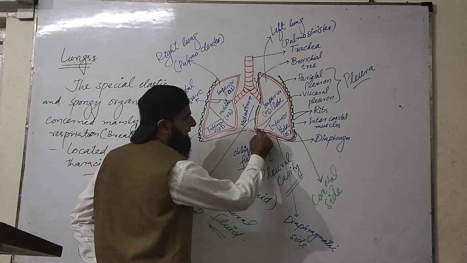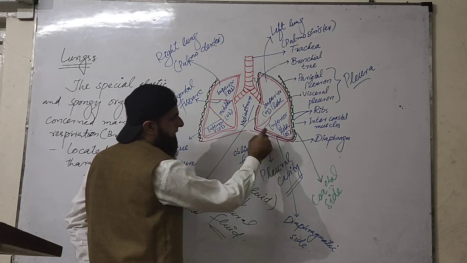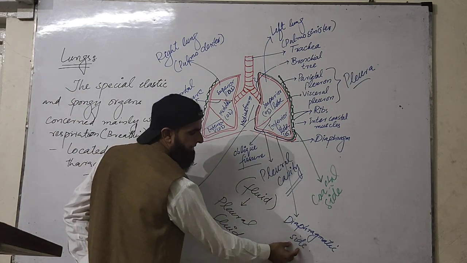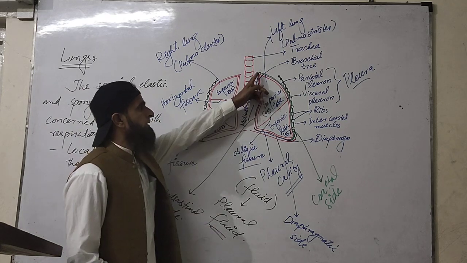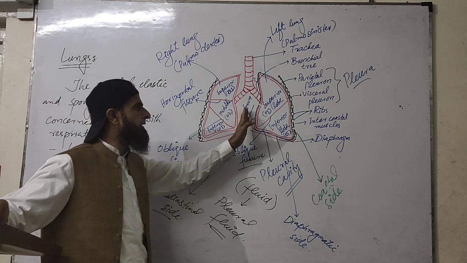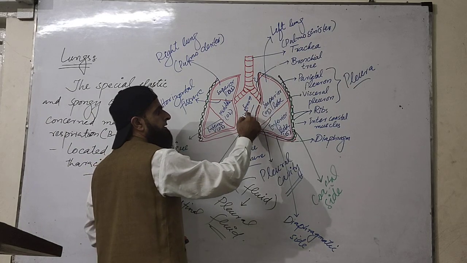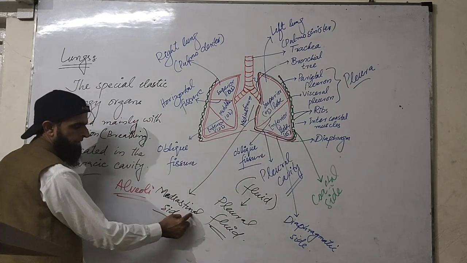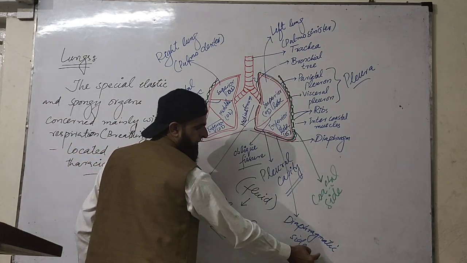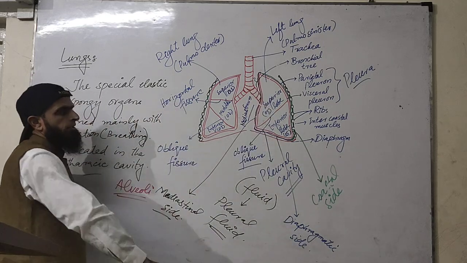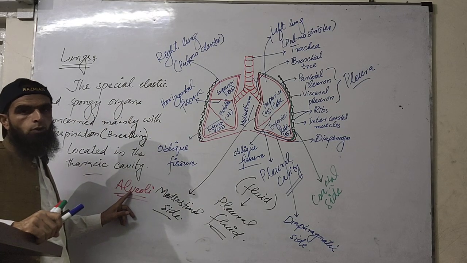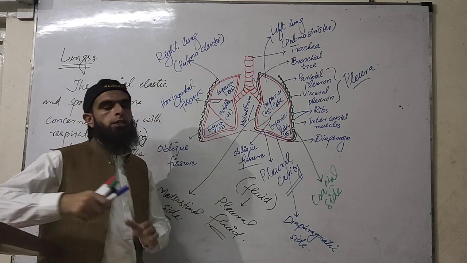Similarly, the side of the lung which is below, just above the diaphragm, is called the diaphragmatic side or diaphragmatic surface. The third surface is the inner surface, towards the mediastinum, called the mediastinal surface. So there are three sides: the costal side, the diaphragmatic side, and the mediastinal side. Inside the lungs are millions of alveoli, because of which they are spongy in nature.